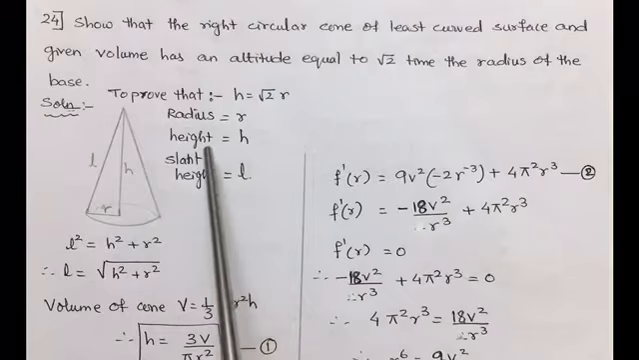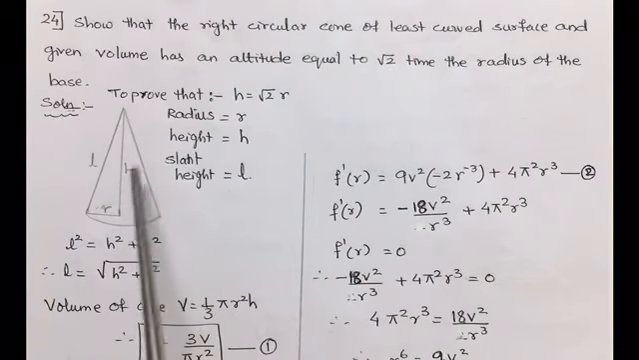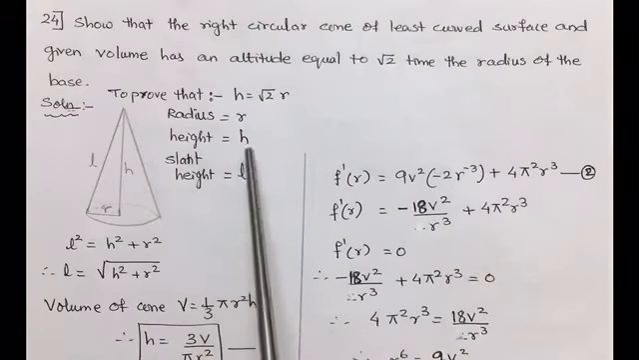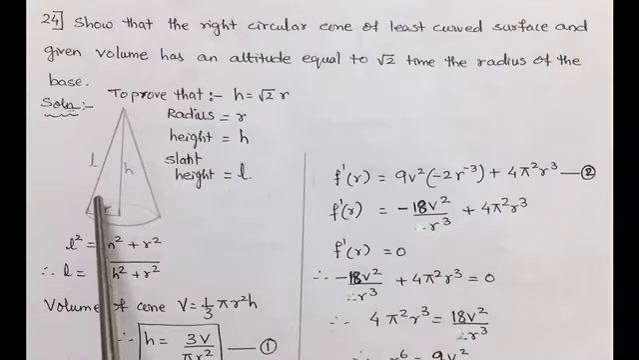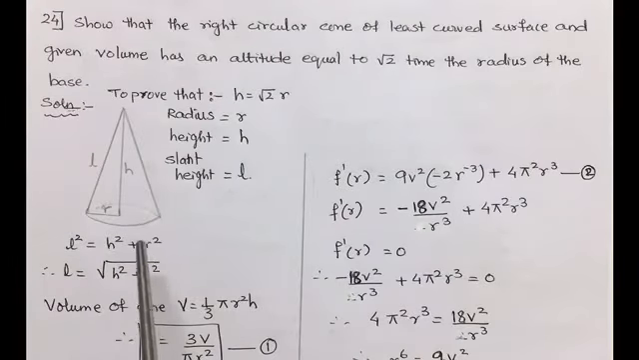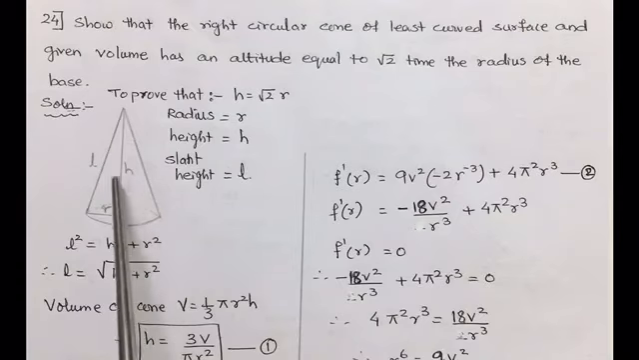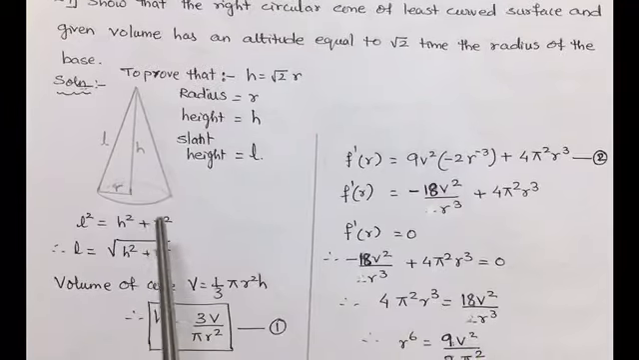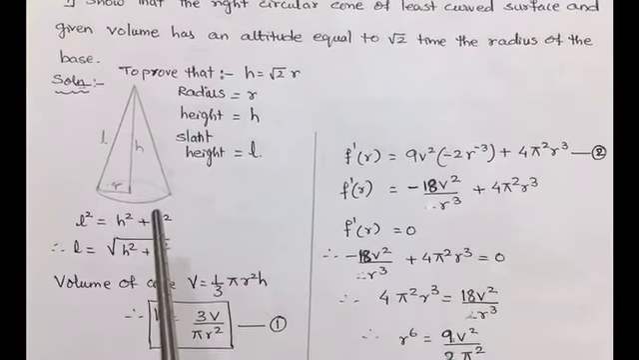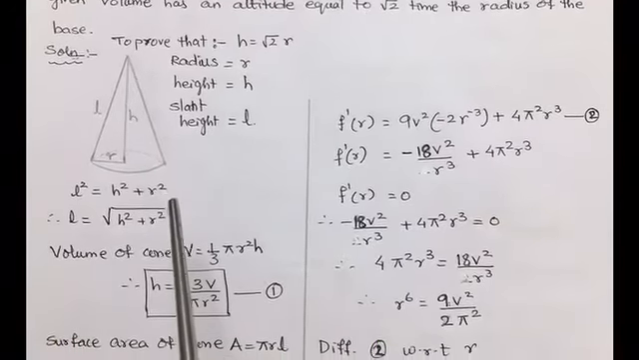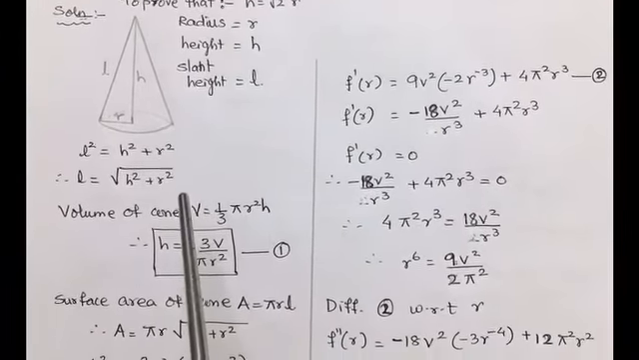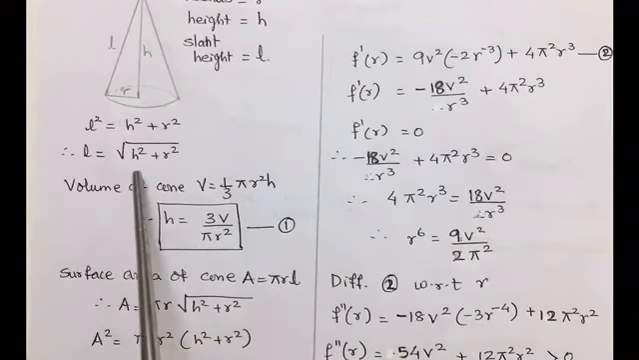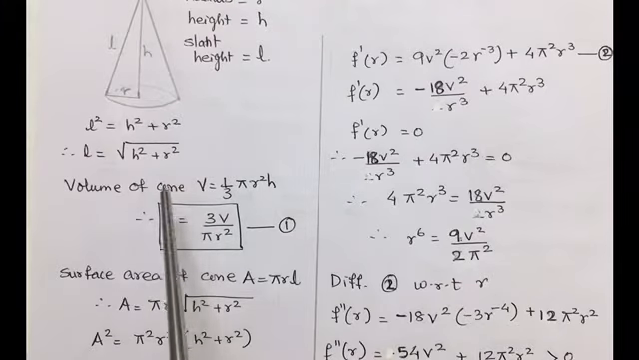Now in the cone we have taken the dimensions as radius r, height h, and the slant height taken over here is L. As it is a cone, it makes a right angle in this form. So L square is h square plus r square, and L is the under root of h square plus r square.